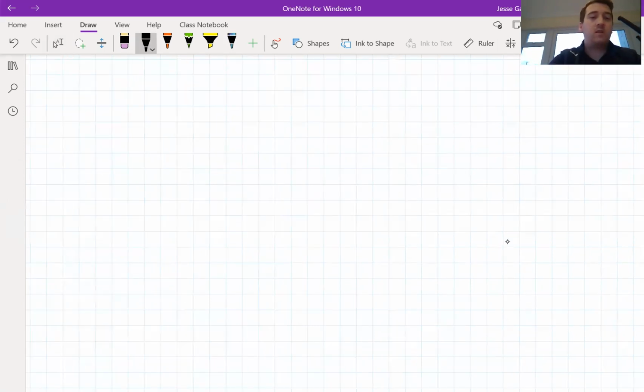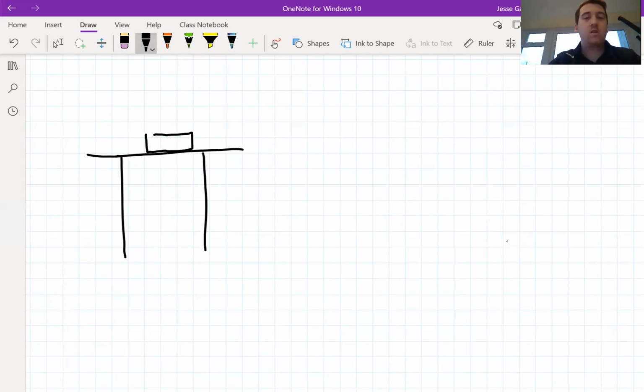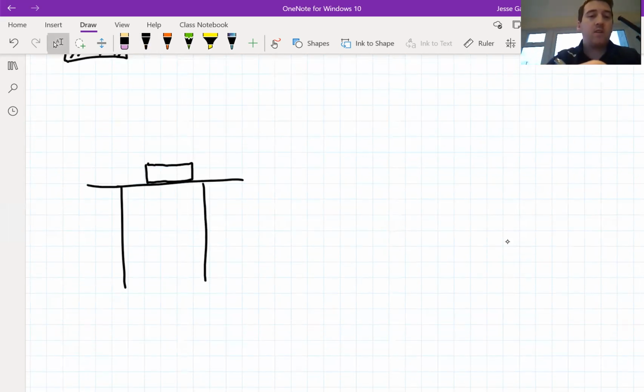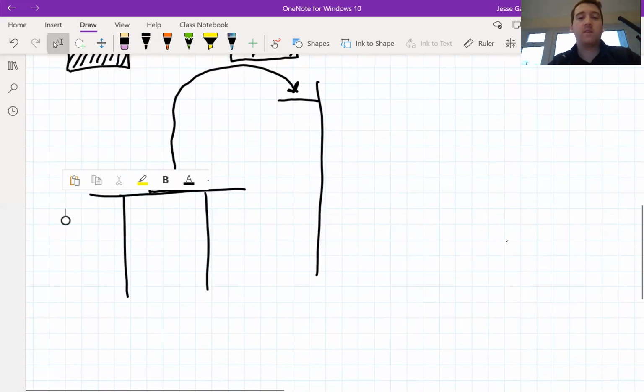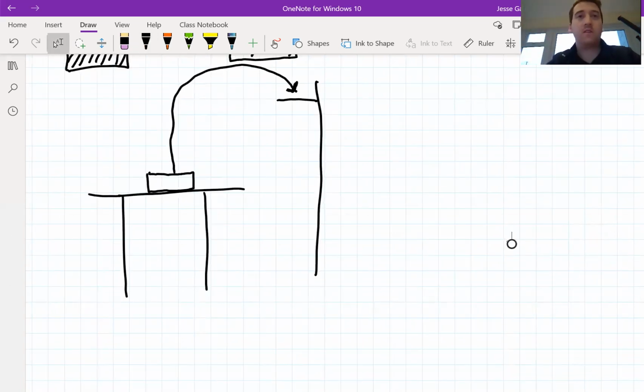So here, I have a table. And on that table, I have a book. And what I'm going to do is I'm going to take the book, and beside the table, there is a wall. And on the wall, there is a shelf. And I'm going to take the book and I'm going to lift it up. And I'm going to put the book on the shelf. So something has happened to the book. It has been lifted off the table. And it has been placed up higher. So I have lifted the book.